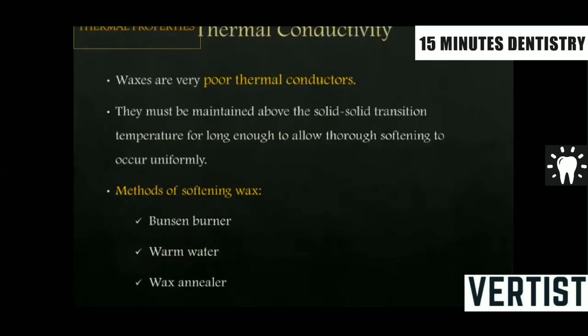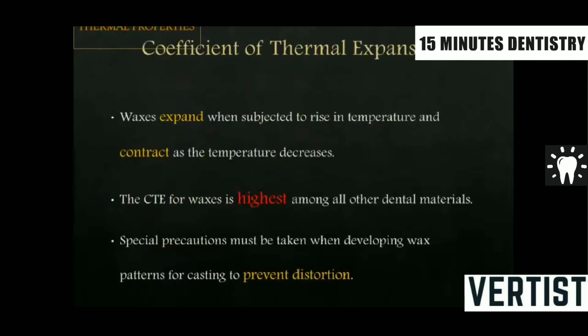Thermal conductivity. Waxes are very poor thermal conductors. They must be maintained above the solid-solid transition temperature for long enough to allow thorough softening to occur uniformly. So methods of softening are very important. You either use a Bunsen burner or a warm water or wax annealer.